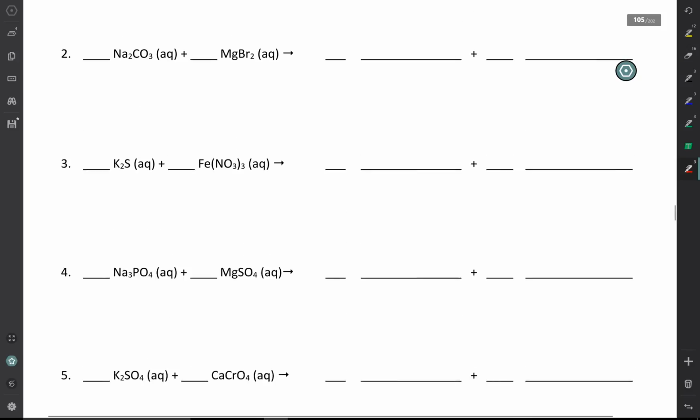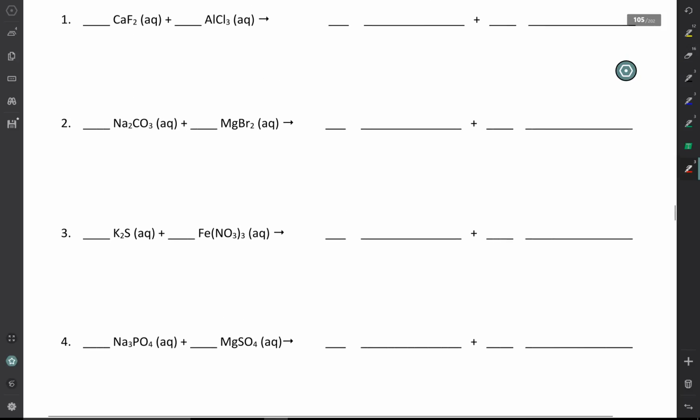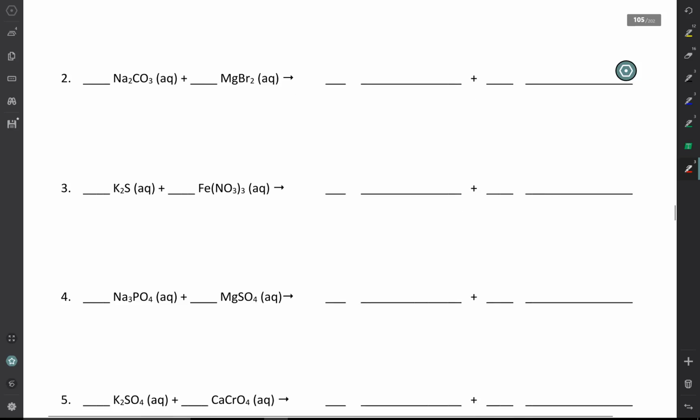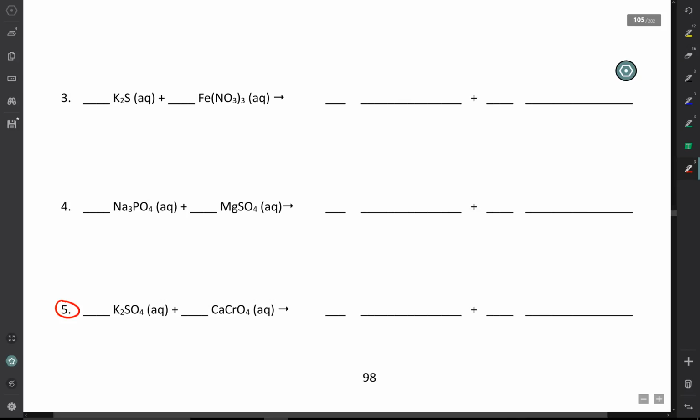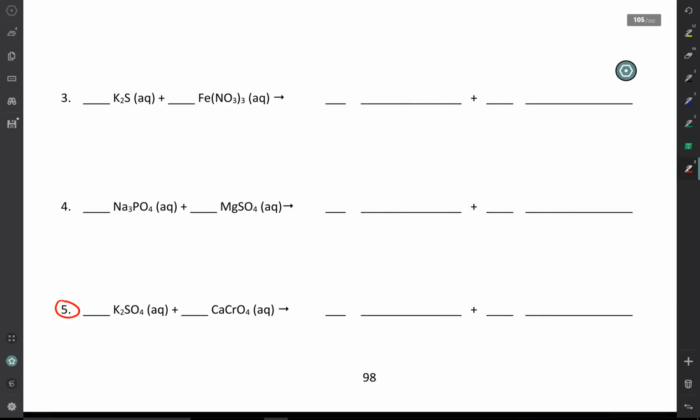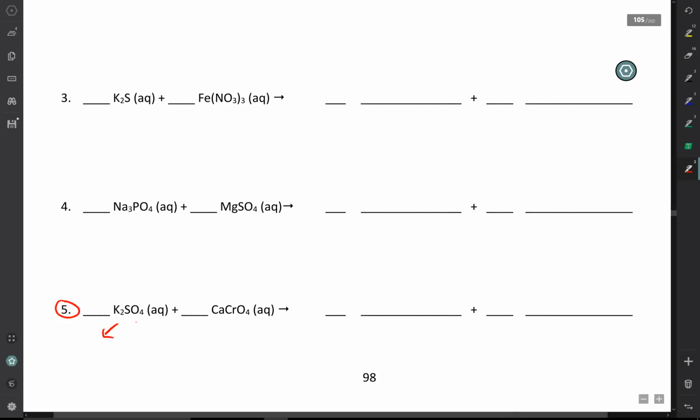So here we've got a handful of double replacement reactions to work with, and I'm going to take a little bit more complicated one to walk through with you. Let's look at question number 5. Question number 5, we've got potassium sulfate and calcium chromate reacting. So I'm going to break them up into ions. That's always the first step. I'm going to make potassium ions, sulfate ions, calcium ions, and chromate ions.